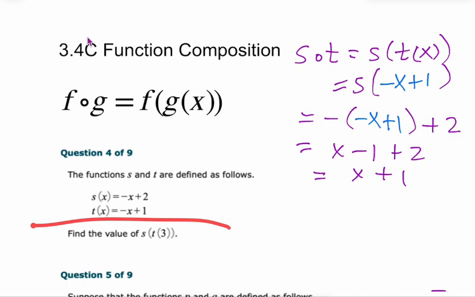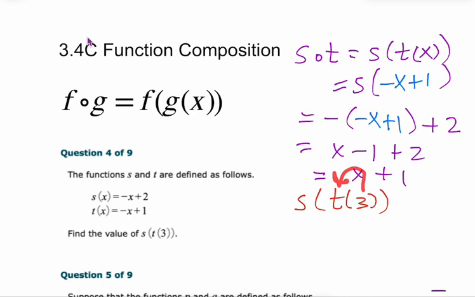But let's look at what they ask us to find. They ask us to find S of t of 3. So I'm going to write that a little bigger over here on the side. Now, S of t of 3, you want to work yourself from the inside out. So whatever it is directly next to means I am going to plug 3 into the t, and then I'm going to plug that answer into S. So work your way from the inside out.